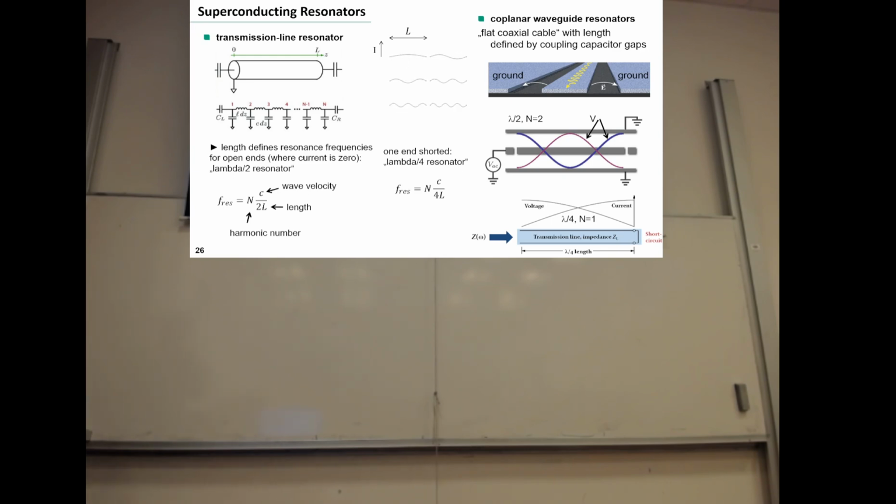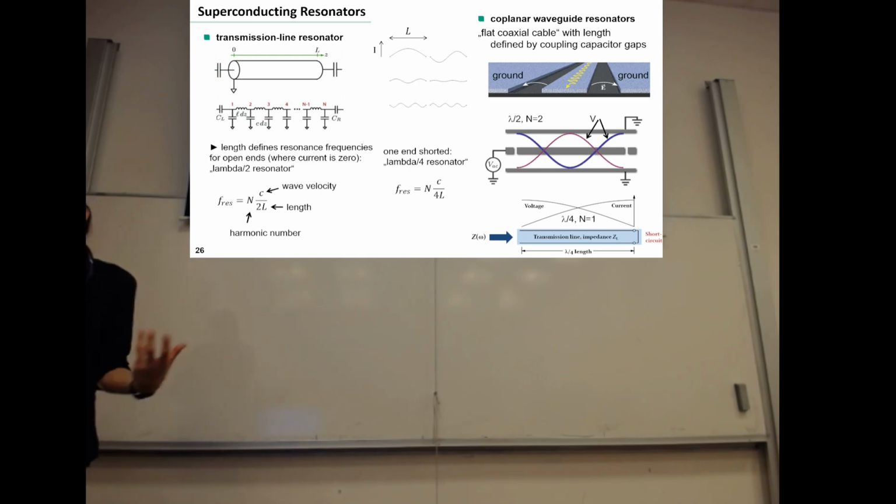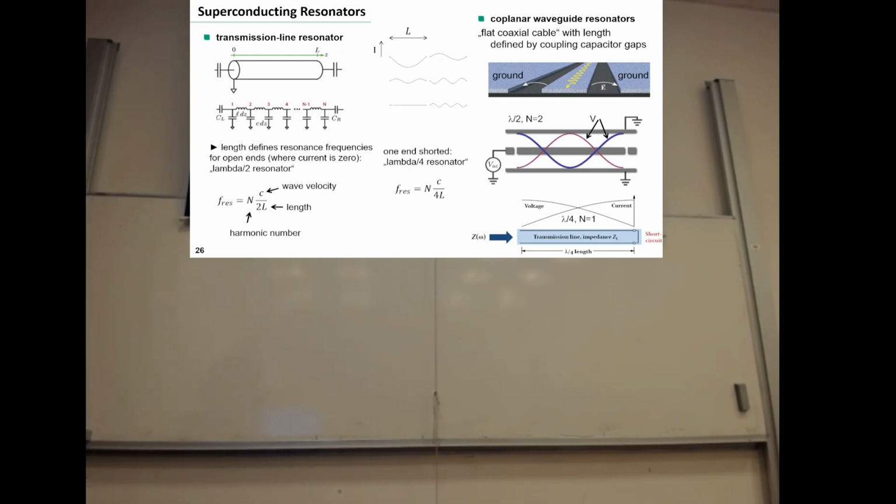You typically don't get harmonics in a lumped element resonator, but here you do. And here you see, for example, the voltage profile of the second mode, having maximum voltage at this end here, and of course the current would be maximum at the nodes. Or you just short one end and you have a quarter wavelength resonator, and then of course you get different resonance frequencies, as you very well know from basic physics.